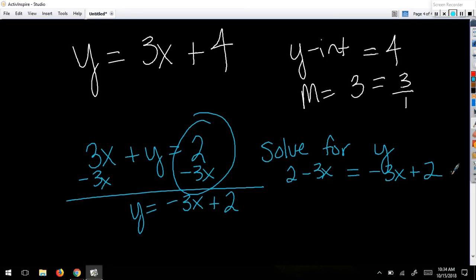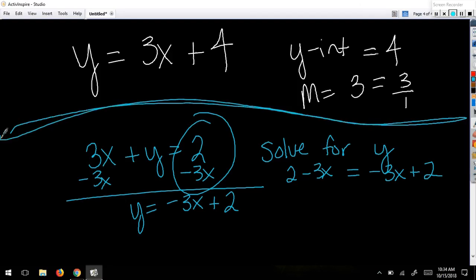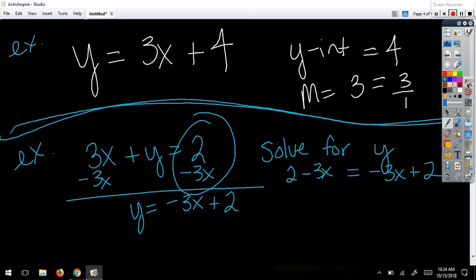This is a new example, that's why I did a different color. Everybody wasn't finished copying, so I'm sorry. I didn't realize I had the same number of x there, that's why it confused you. What's your y-intercept?